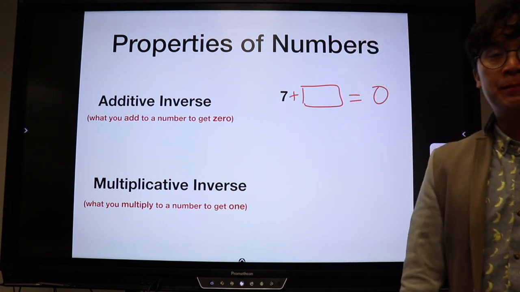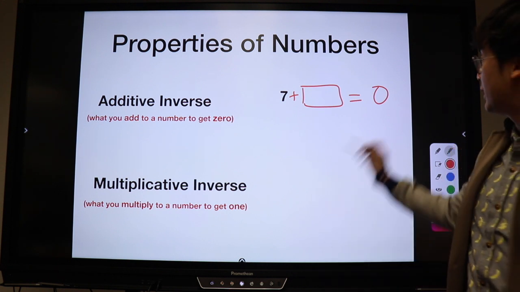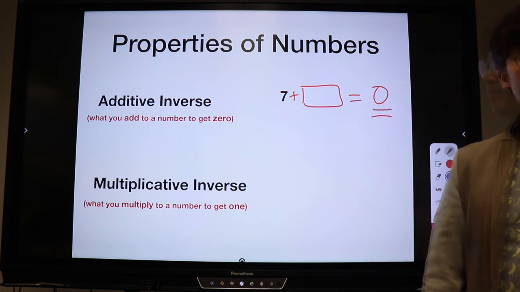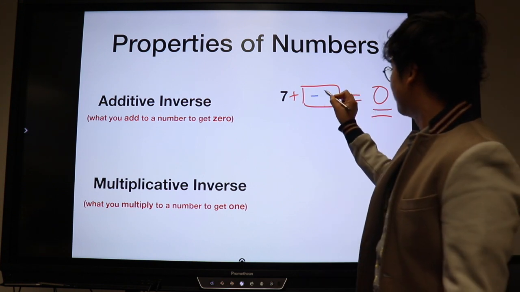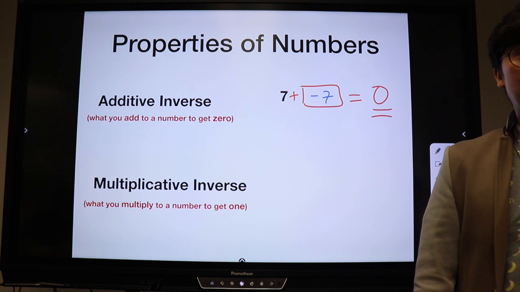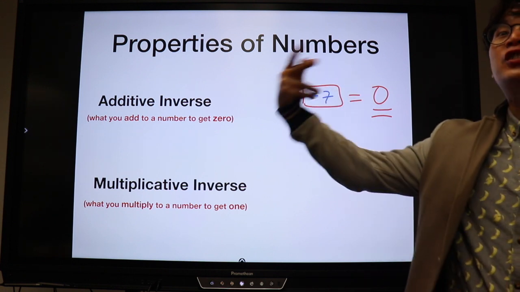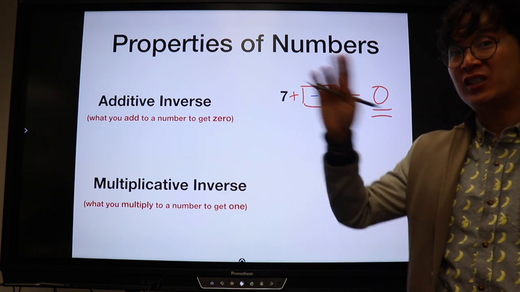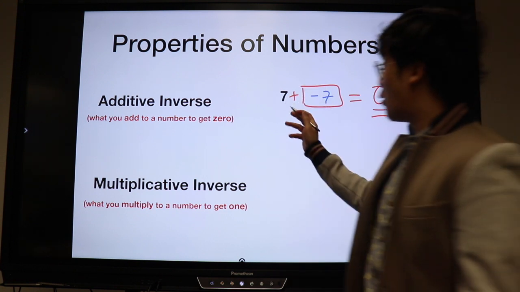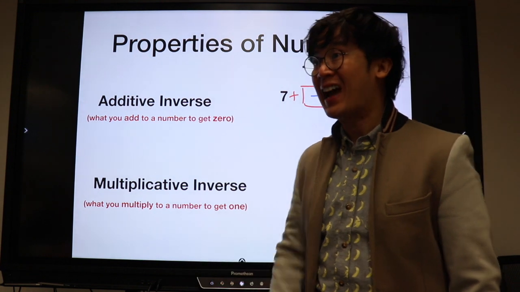Think of a number that when you add to 7 will equal 0. And what would that number be? Negative 7. So, negative 7 is the additive inverse of 7, because that is the number that when you add to a certain number will equal 0, and that certain number in this example is 7. So it's equal to 0. Mathematically or technically, we call it the additive inverse.